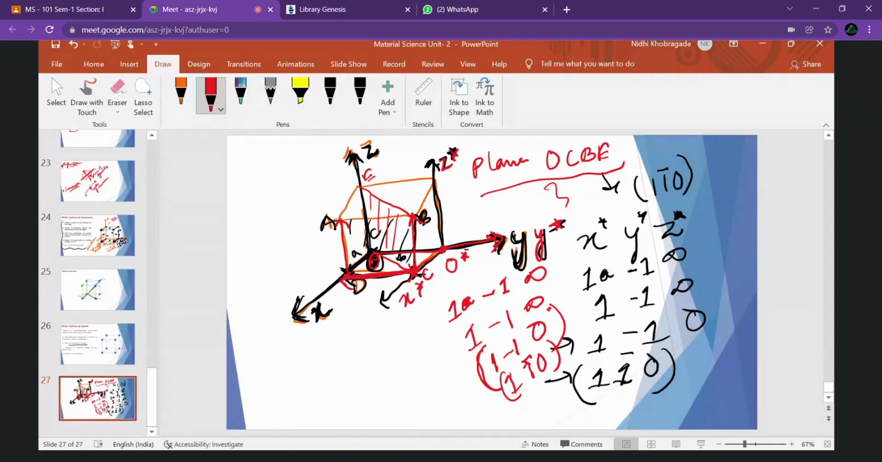Then in the z direction, if we are moving from y to z, it is coming in the parallel position. Okay, so parallel will obviously be the two axes. If they are parallel, they will meet at a certain infinite position. So according to that, it is infinity. Okay, so 1 -1 0, 1 1 bar 0. So that is the Miller indices for this particular plane, that is OCBE.